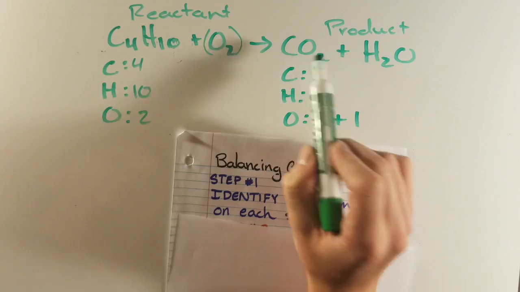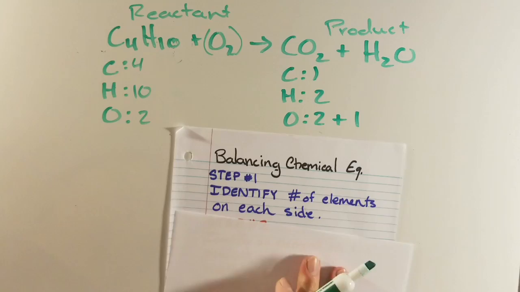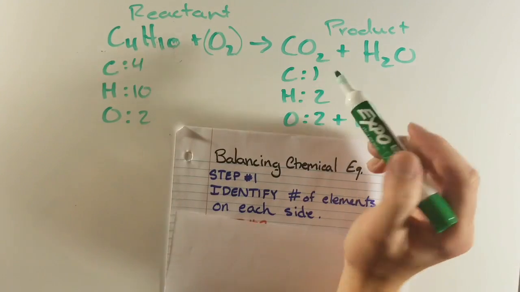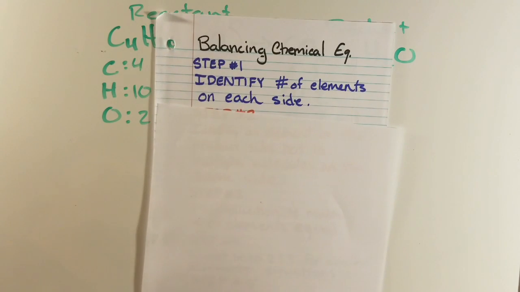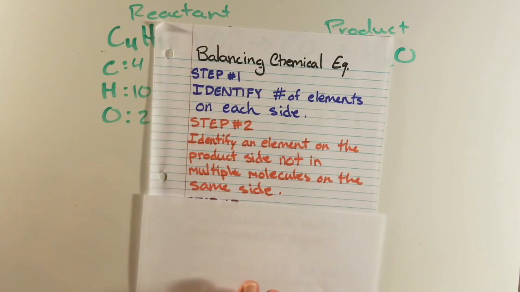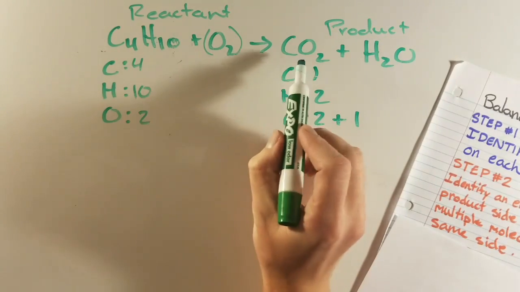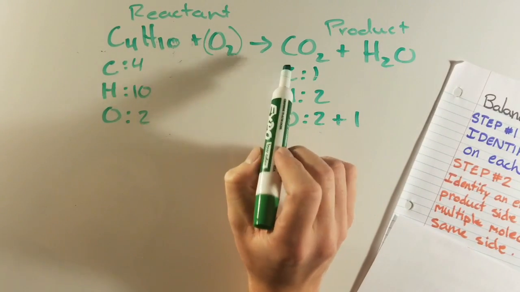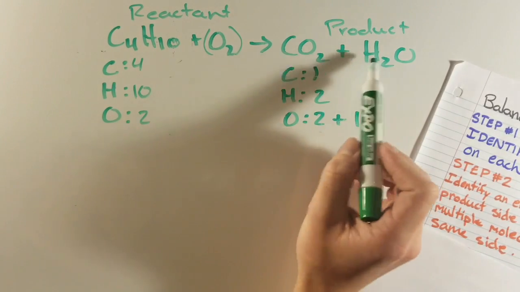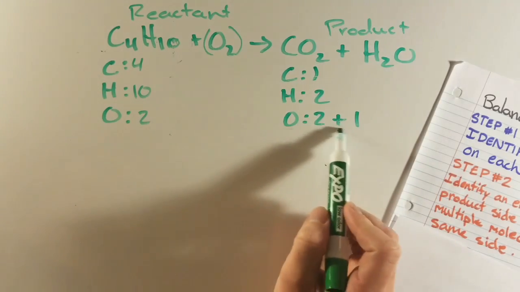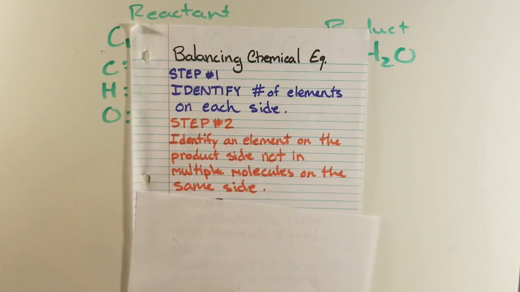Like carbon is only in 1 molecule on the product side, and hydrogen is only in 1 molecule on the product side. So it becomes simpler. If you were to try to balance oxygen first, it gets difficult, and I wouldn't say impossible, but it's definitely difficult. So step 2, identify an element on the product side not in multiple molecules on the same side. So like I just said, carbon. Carbon is an element on the product side that's not in multiple molecules on the same side, right? So there's no carbon in both these. Same thing with hydrogen, but oxygen there is, and we can see that just by counting them. We can see that there is that case.